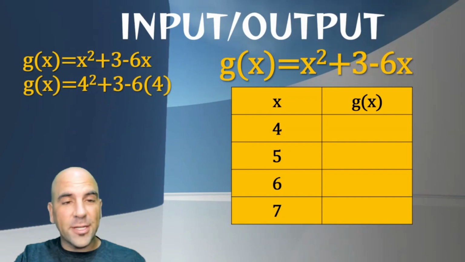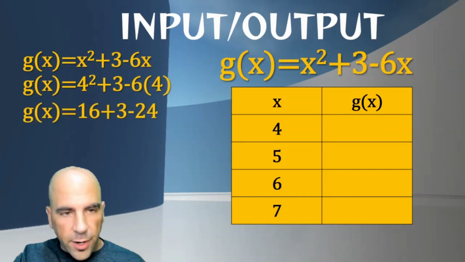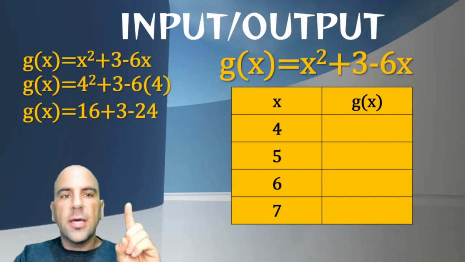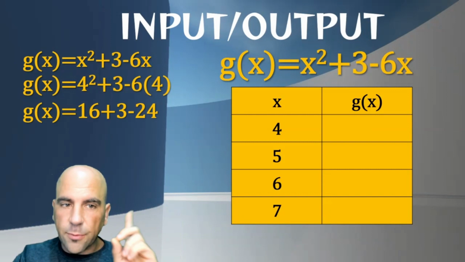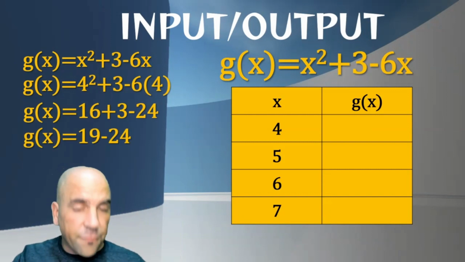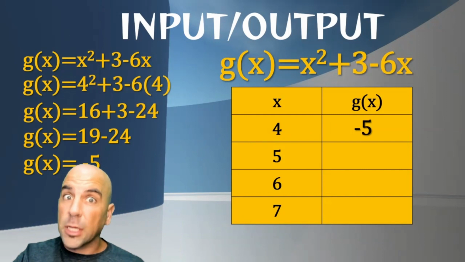Order of operations, let's take care of that exponent first, and we'll go to our multiplication at the end. 4 squared is 16, leave the plus 3, negative 6 times 4, minus 24. Left to right, add to subtract. Here we go. 19 minus 24, and our answer is negative 5. We'll plug that in and do the rest a lot quicker.